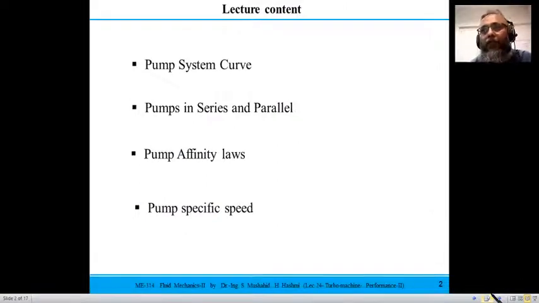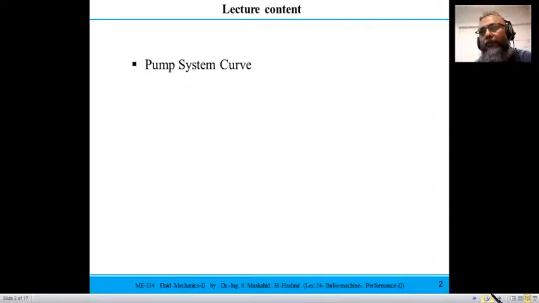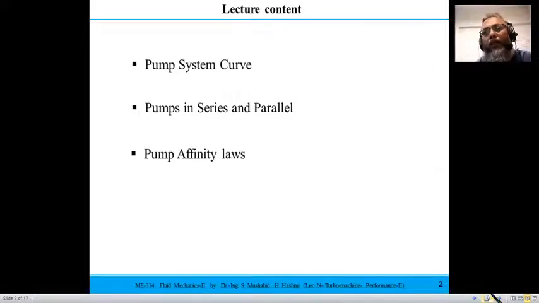In the first part, we will go to the pump system curves and draw the system curve for the pumps, and then we will go into the series and parallel arrangement of pumps. And then we go into the affinity laws or similarity relations, which work for a pump. And in the end, the idea of specific speed for a pump will be addressed.